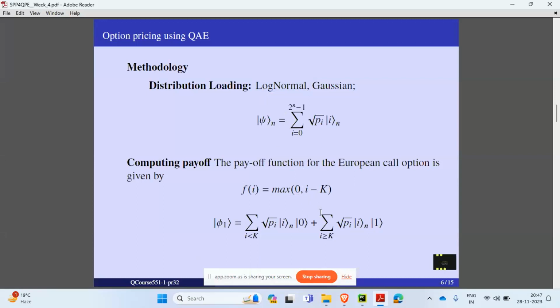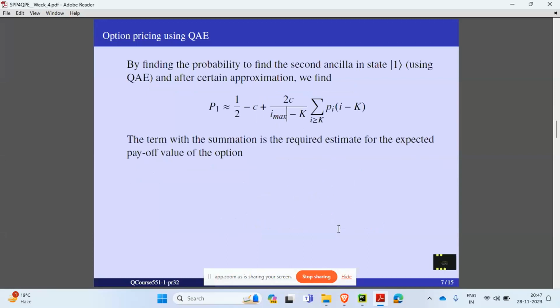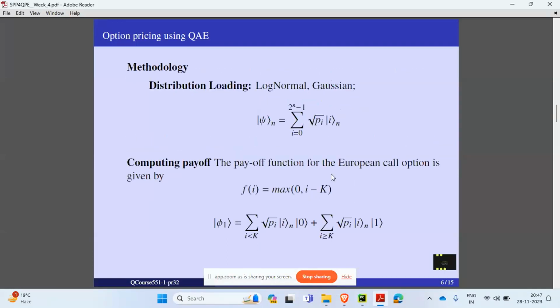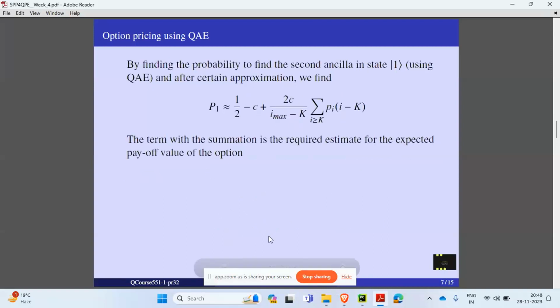i - k if the option price crosses the strike price. K is the strike price here, and you load this state psi, which becomes phi 1 after you convert psi_n to this state phi 1. It's easy, you just have to use a quantum comparator circuit. That was discussed long ago. And once you do this, you have to apply some rotations on this phi 1 to encode f(i), that is the payoff function, to this state phi 1. And then you do the probability measurement on the good state.